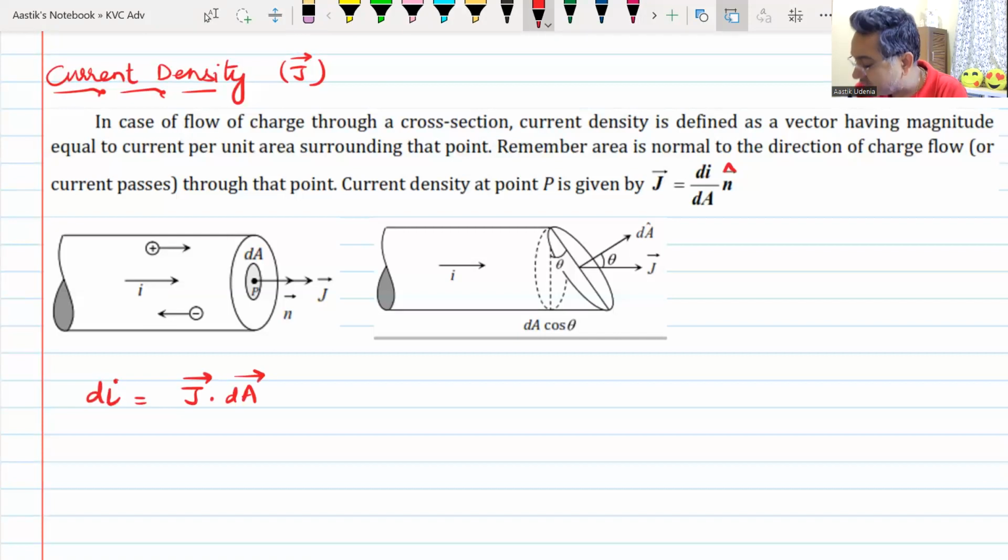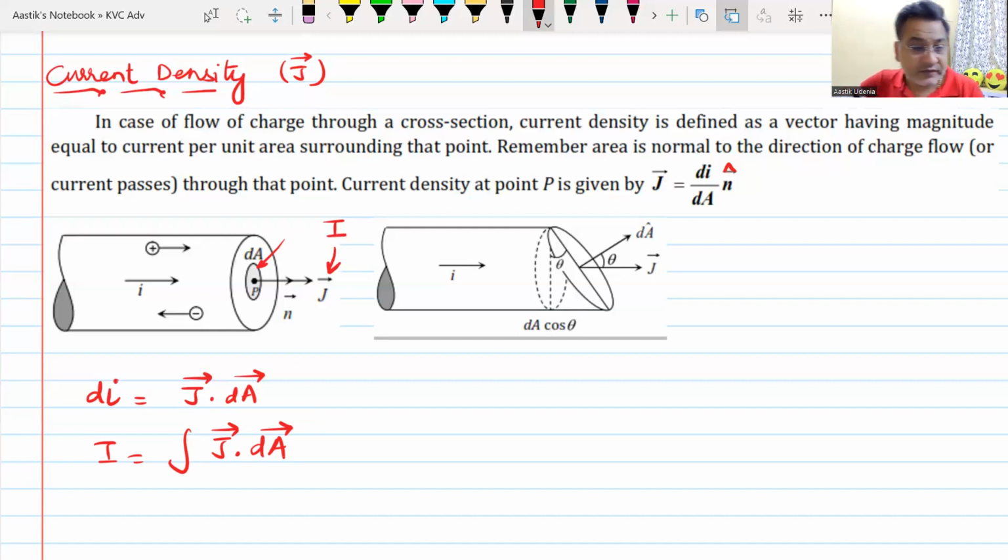Do we understand what I have written here? If you take a small cross-sectional area dA, what is the current passing through this small cross-sectional area? That will be J dot dA. So the total current passing through any cross-section will be the integral of J dot dA. Current density is a vector and its direction is the same as the direction of area vector, or you can say the direction of current density is the same as the direction of current. Do we understand this?